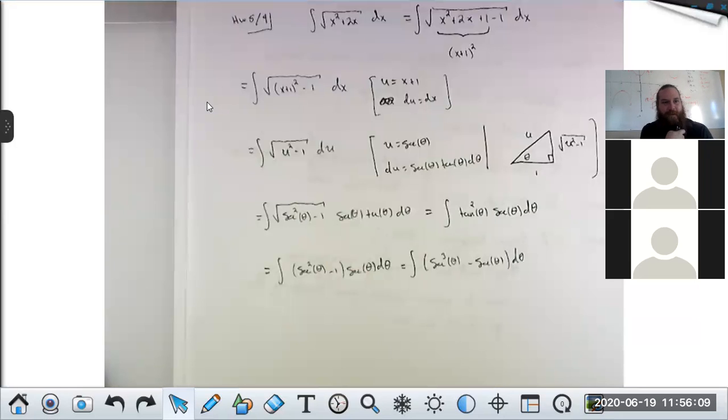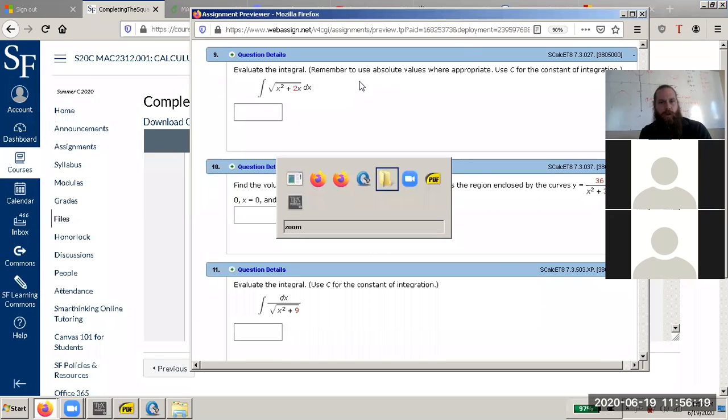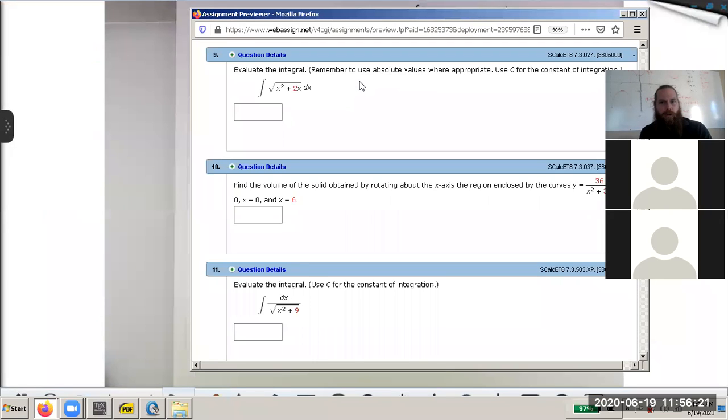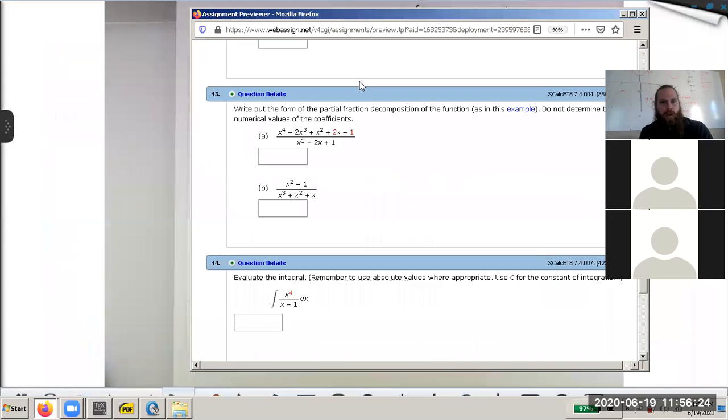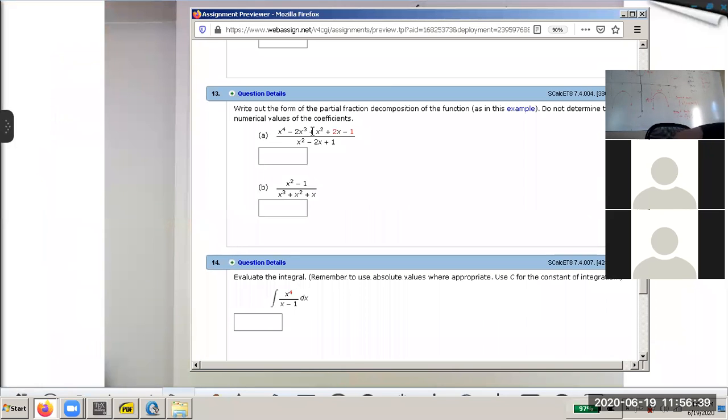Study guide, 13A from homework, 9 from homework, 18 from homework. All right, 13A in the homework, we can take a look at that. Yeah, this is also one that I think we've done a little bit of. Basically, we need to do the long division here.